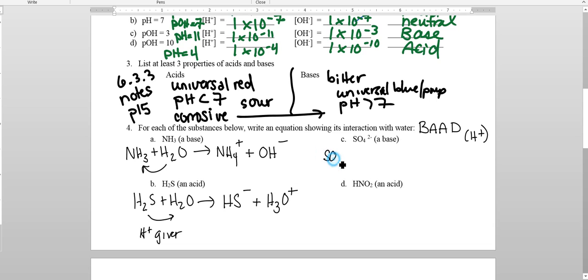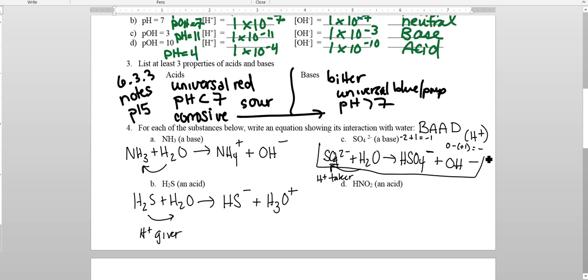So let's look over here at this one, SO4 2-, it is a base. So that means it is going to be an H taker. So SO4 goes from having no hydrogens to 1 hydrogen. And if you look at its charge here, it went from -2 and then it gained a hydrogen, so now it's going to be -1. So it's going to have a negative charge. H2O started out as 0 and it lost something positive, so it's going to have a negative charge as well. So you're left with OH minus.